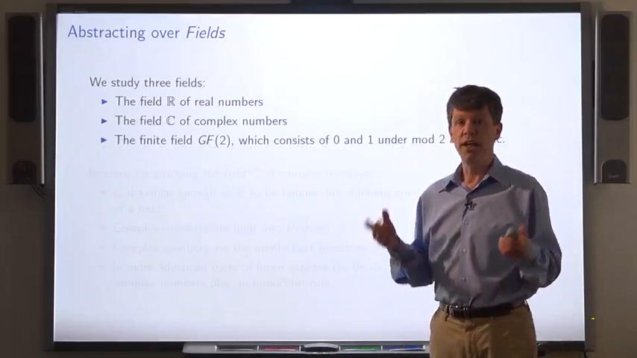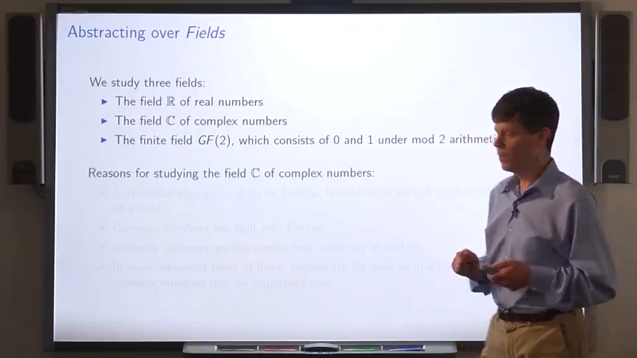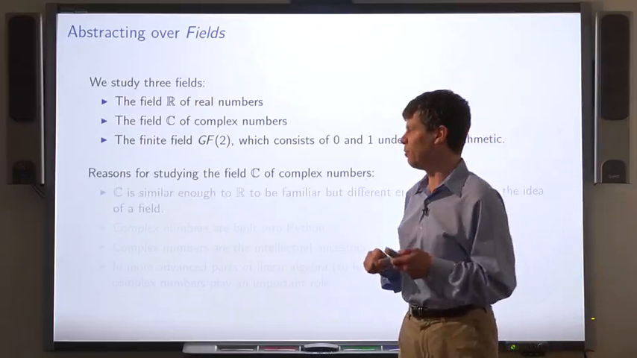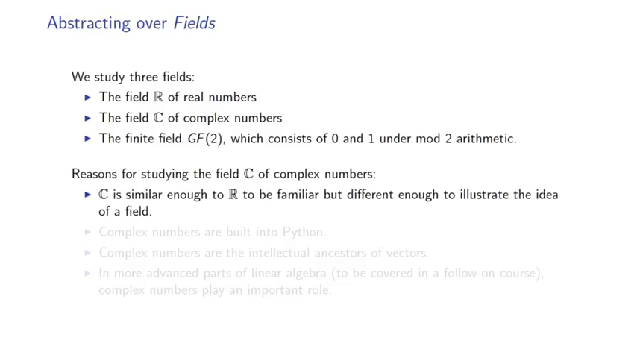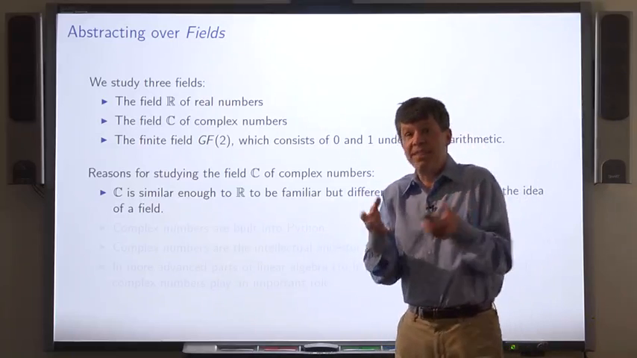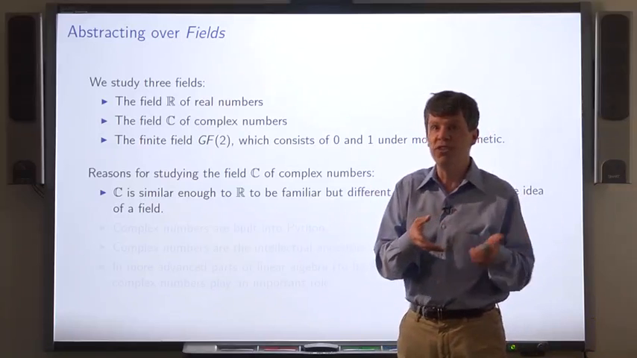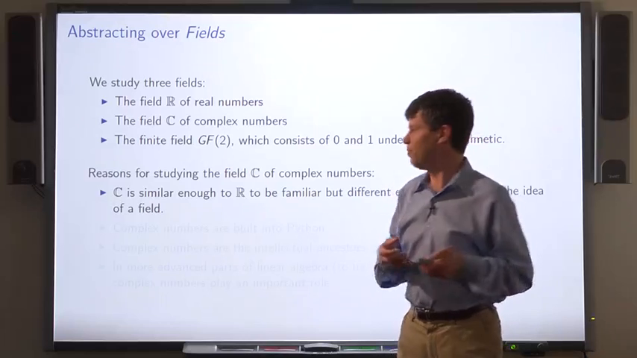So we're going to study 3 fields in this class. The field of real numbers, because that's a very familiar one. The field of complex numbers, and the finite field, which I call GF2, which consists just of 0 and 1. And here's why we're studying the complex numbers. For one thing, the set of complex numbers is very similar to the set of real numbers. So we can experience this idea of abstracting, of generalizing, of choosing different fields without it being that different.